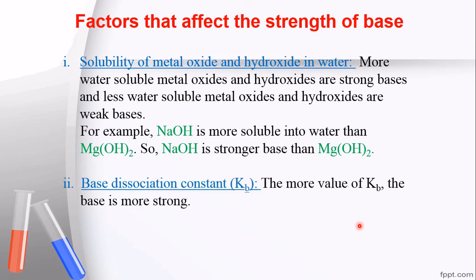And another one, base dissociation constant. Here also, the more the value of Kb, that means if the base dissociation constant Kb value is more for any base, then the base will be stronger.